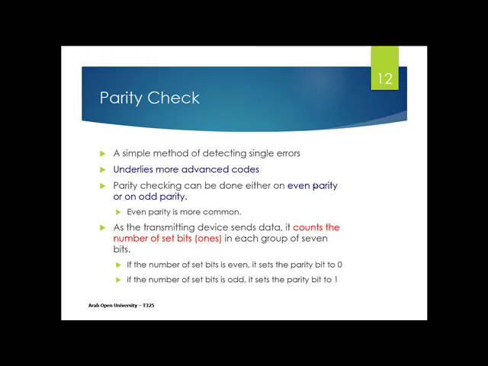If I'm using even parity, I have a message of n bits. Let's say I have 6 bits. I count the number of ones. If the number of ones is even, the parity check bit that I will add will be 0 in order to keep the total number of ones even. If the number of ones in the message is odd and I'm using an even parity check, I will add a parity check bit that is set to 1. So if I have an odd number of ones, I am adding one extra bit set to 1, so the total number will be even.